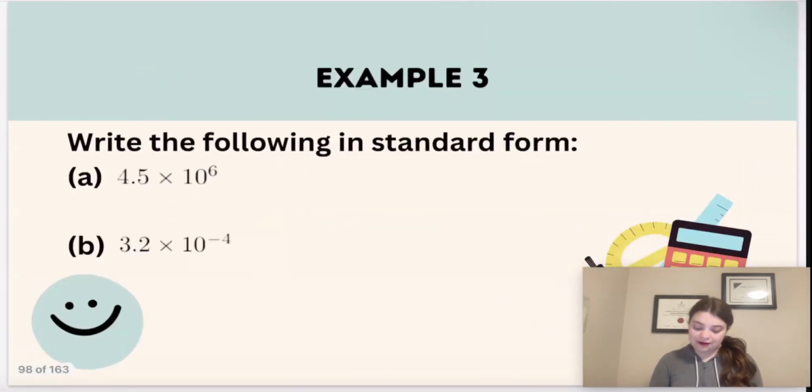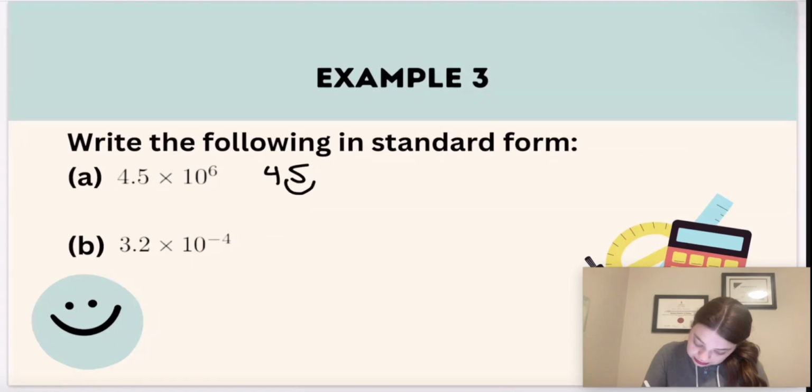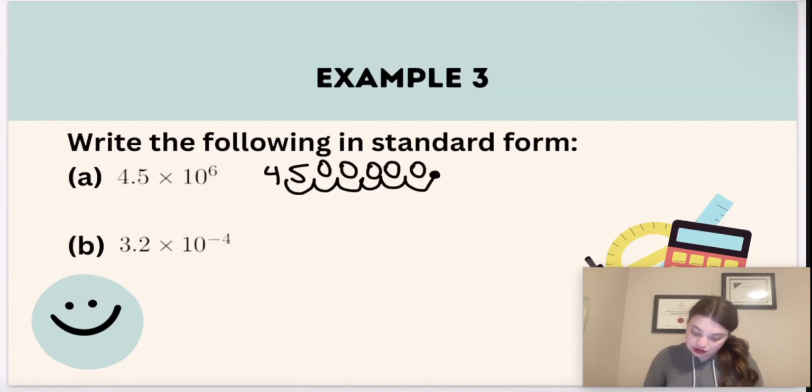All right, let's talk about how we would write the following in standard form. Let's start with 4.5 times 10 to the power of 6. So the first thing I'm going to do is just write 4.5. And then what do we mean by 10 to the power 6? This means to take the decimal point and move it to the right 6 times. So I'm going to do that. 1, 2, 3, 4, 5, 6. And so my new decimal point is here, and I'll fill in those empty spaces with zeros. So therefore, 4.5 times 10 to the power 6 is the same as 4.5 million. So the answer is 4.5 million.